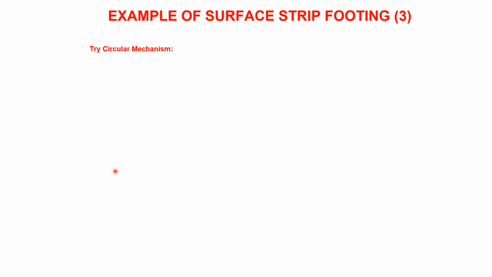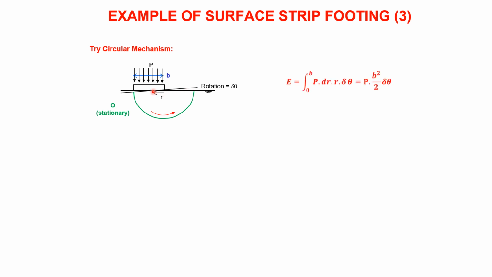So we're going to try now a circular mechanism, which is quite a simple one. The maths is a little bit more tricky, maybe. So here's our circular mechanism, O stationary soil, there's the circle. And we're going to allow that circle to rotate by an angle delta theta. R is the radius from the center there. The external work done, where we have to integrate from the center to the perimeter of P, the stress, multiplied by dr, R, the radius, delta theta, the angle of rotation, we get PB squared over 2 delta theta.